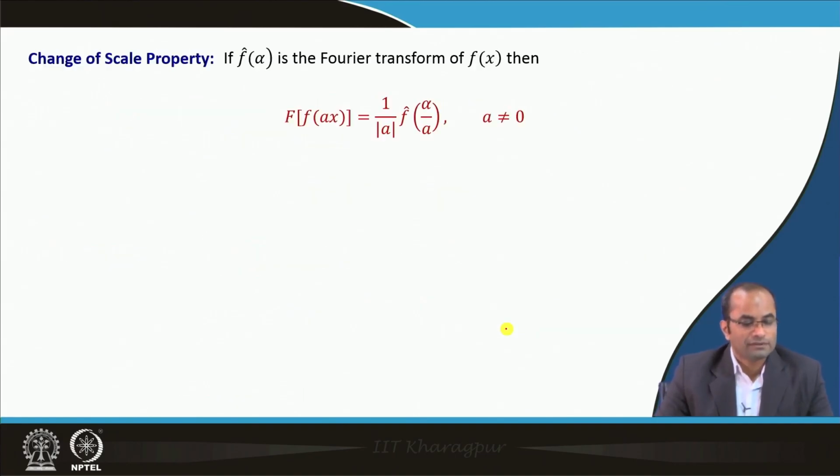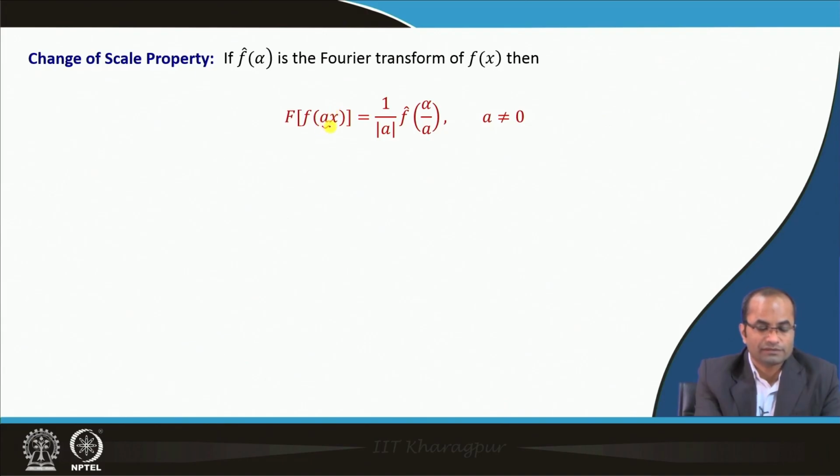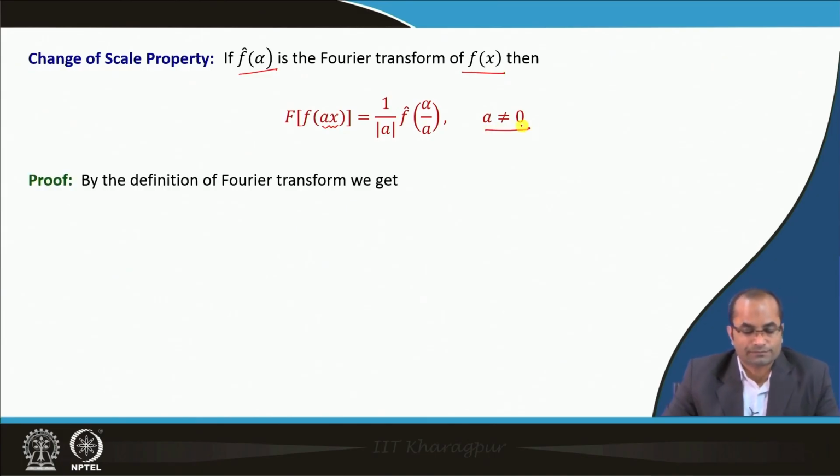The next one is the change of scale property. If f hat is the Fourier transform of f as per our standard notation, then what will be the Fourier transform of f of a x? This is called the scaling property. Instead of x, we now have a x. We want the Fourier transform of f of a x in terms of f hat, the Fourier transform of f, and here a is naturally a non-zero number.